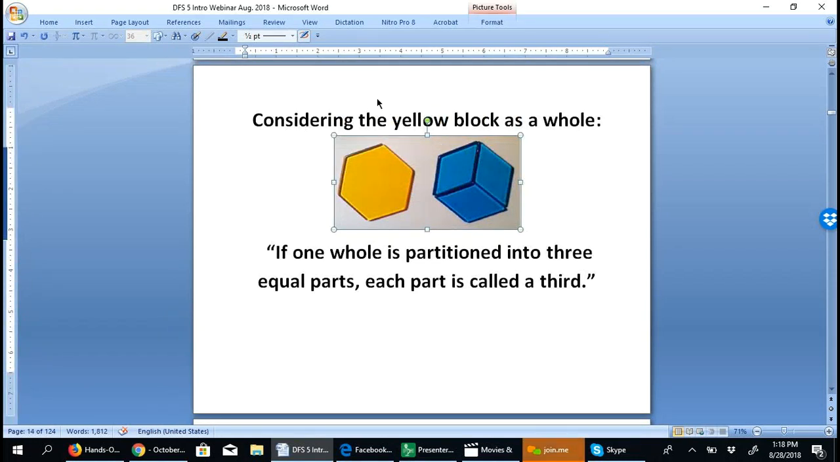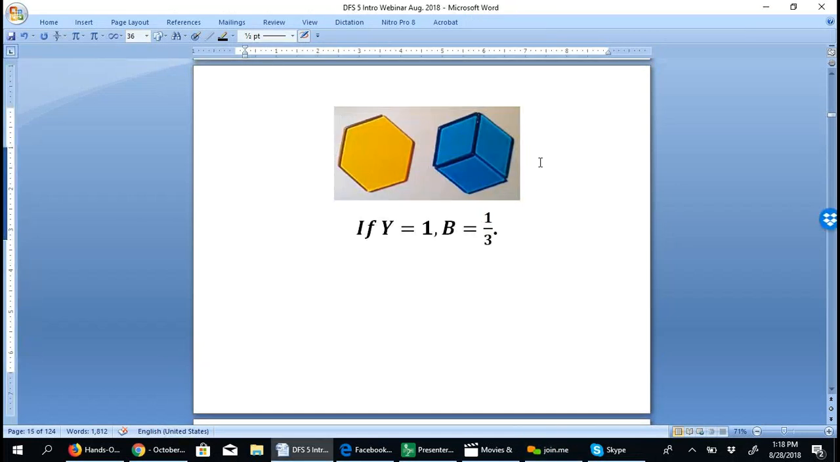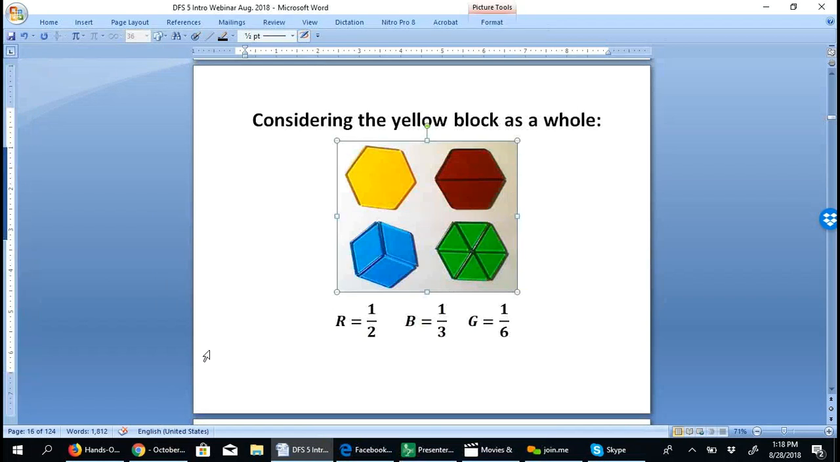Using the same reasoning, 3 of the blue blocks form the yellow block. So each one is a third of the yellow block. And so we write, if y is equal to 1, b is equal to 1/3. And likewise, the green block would be equal to 1/6. The children very quickly learn the value of each block based upon the yellow block. They learn that the red is a half, the blue is a third, and the green is a sixth. Even with very young children, they learn that very quickly.